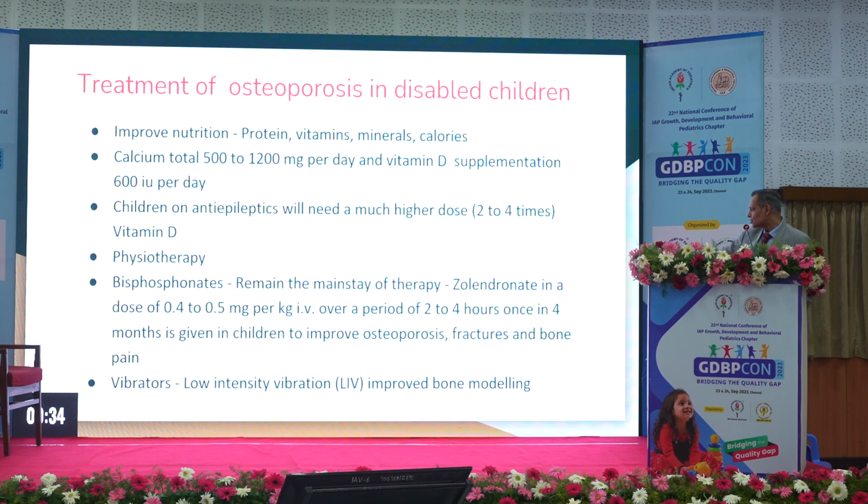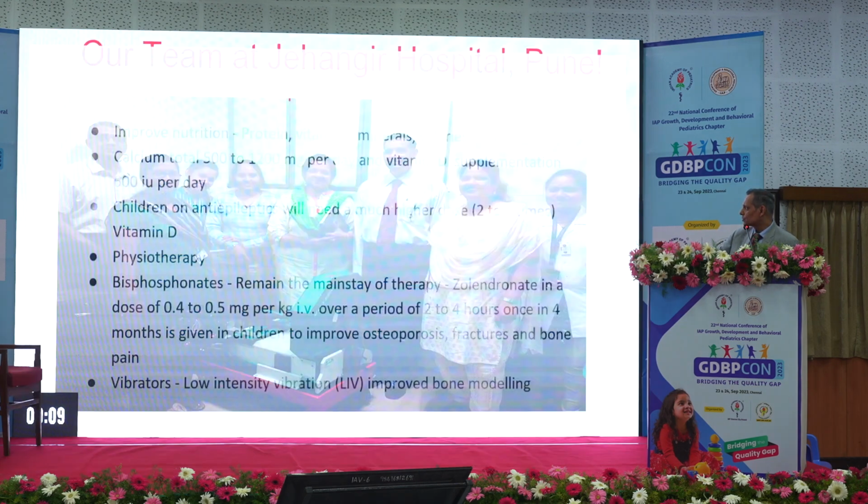You can give the children zoledronic acid in a dose of 0.4 to 0.5 milligram per kg IV every 3 to 4 months over a period of many years. And recently, people have started using low intensity vibrators. So you make the child stand or sit on a vibrating machine, and that improves the bone mineral density. So these are the modalities that you can use to treat osteoporosis.